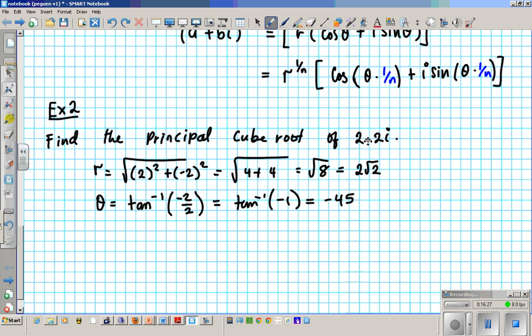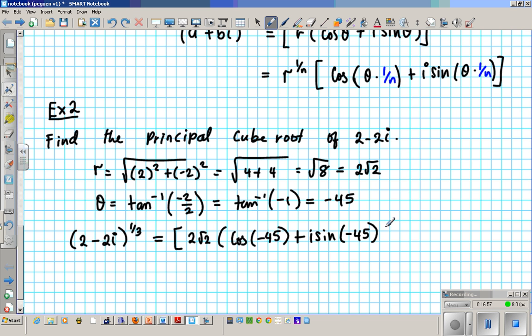So let's rewrite this problem. The problem is 2 minus 2i to the cube root. What's cube root? 1/3, right? Remember, the top is a power, the bottom is a root. So this problem in polar form is going to be the radius 2 root 2 times cosine negative 45 plus i sine negative 45. What are we raising this complex number to? We're raising it to the 1/3 power.